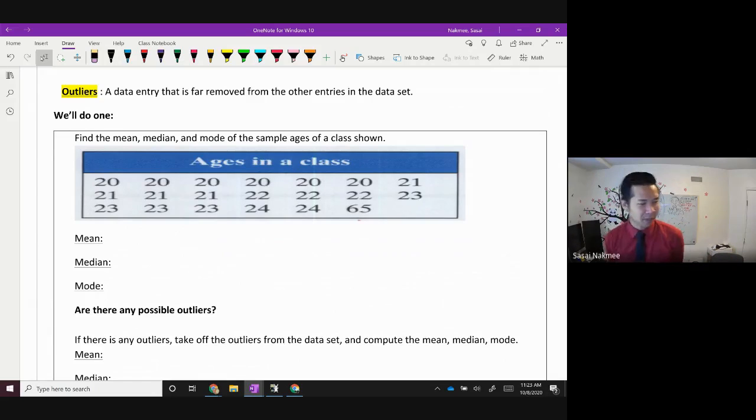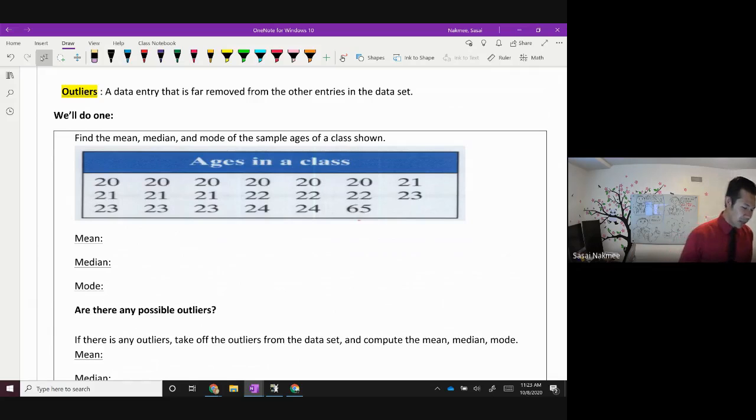So let's take a look at an example here. What I have over here is a list of ages in a class, and how nice it's actually put in order so it's a little bit easier to see the mode, so we don't have to use our calculator to find the mode, right? It's even in order to help us find the median. So let's go ahead and do that. Let's calculate the mean, the median, the mode for these guys right here.